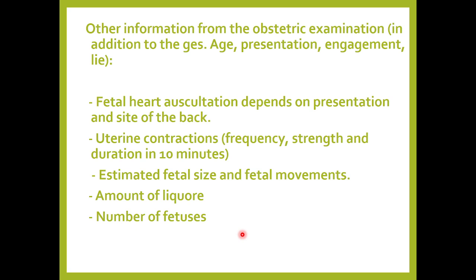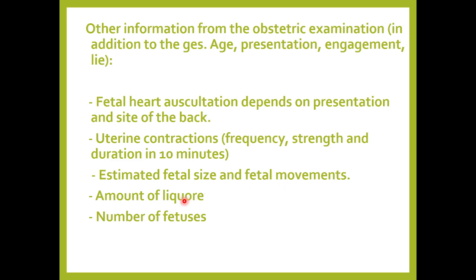Okay, other information from obstetric examination. As we said, the gestational age from fundal height, presentation, the engagement, the lie. We can auscultate for the fetal heart depending on the presenting part, the lie and the side of the back. You can measure the uterine contraction, so you will know whether the patient is in labor or not. You put your palm over the uterine fundus and you count the frequency, the strength and duration of contractions in 10 minutes. You can estimate the fetal size and you can feel the fetal movements.